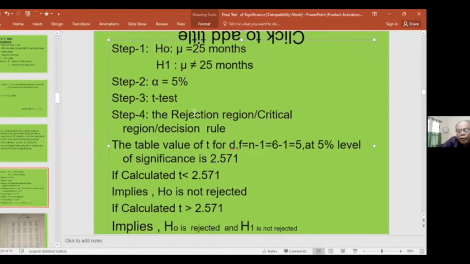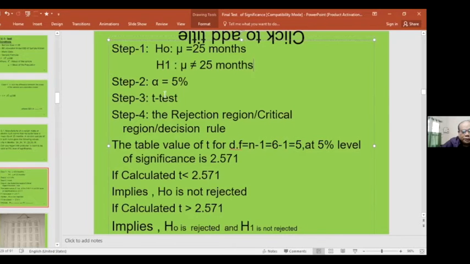We always say no, not. When I say not different from 25, the null hypothesis is that the mean life of the producer's bulb is not different from 25. Not different means equal to 25. And the alternative hypothesis is different from 25. With the help of the sample data, we are going to test whether it is valid or not. He claimed that the mean lifespan of our bulb is 25. So let us start with the null hypothesis that he is claiming 25, so not different from 25 months.